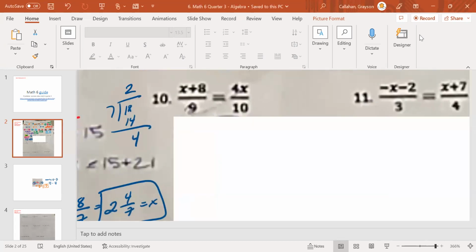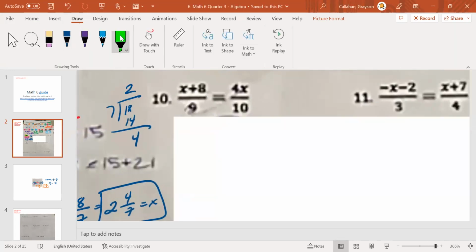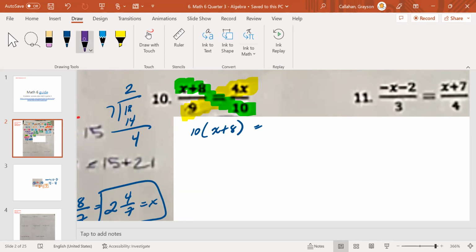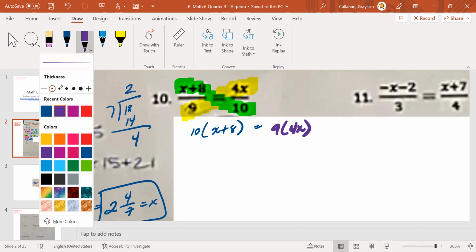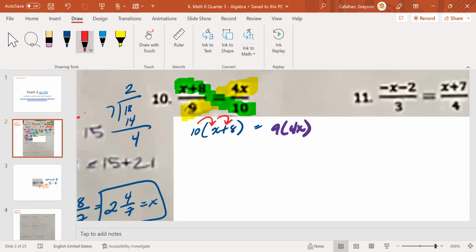Okay, let's go over number 10. So for number 10, you remember you cross multiply. So when you cross multiply right here, we're not doing that right now. For the green one, it's going to be 10 times x plus 8 equals. Take a look at the yellow. 9 times 4x. Distribute. 10x plus 80 equals 36x.